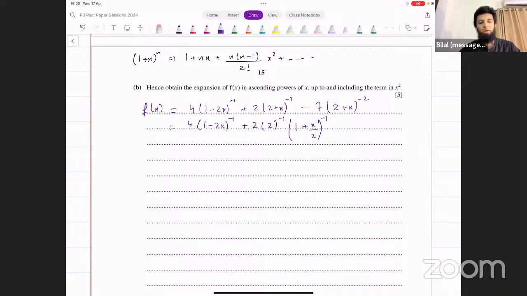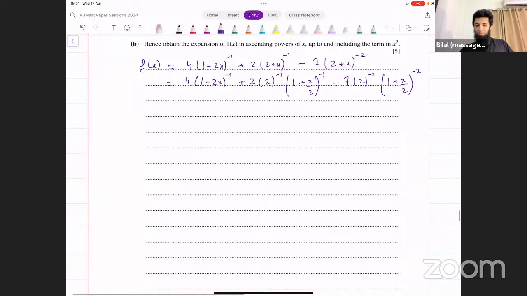When you take 2 common outside, 2 is also going to have that power negative 1. Similarly, in the last term, you have minus 7. When you take 2 common outside, it's going to have power minus 2 over it. So 2 raised to power minus 2, and what are we left with inside? 1 plus x over 2 whole raised to power minus 2. This is what we get.